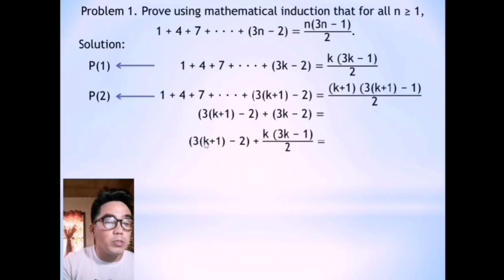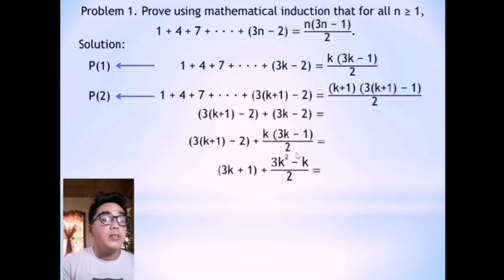When we multiply 3 times k, that is 3k. 3 times 1 is 3, minus 2. K times 3k is 3k squared, to the power of 2. K times negative 1 is negative k over 2. So we have here a whole number and a fraction. One way to simplify it is to do the cross product, then do the operation here. So 2 times 3k is 6k, 2 times 1 is 2, then do the operation plus.